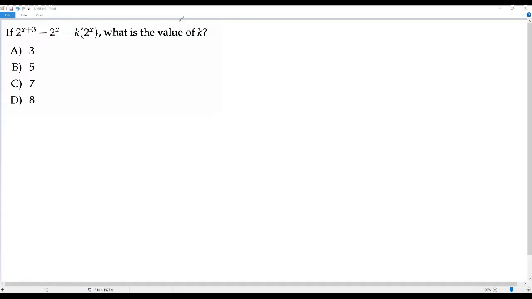Here we have the next problem. Okay, let's go to the question. If 2 to the power of x plus 3 minus 2 to the x power equals k times 2 to the x power, what is the value of k? Now in this equation we have to solve for k.